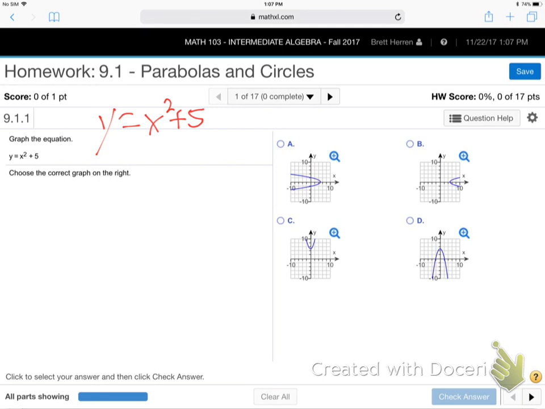All right, so y equals x squared plus 5. What's it look like? A, B, C, or D? So it's a U shape, up or down, because it's squared. So it's not the sideways stuff. Forget about A and B. It's either C or D. Good. How do you know if it's up or down?